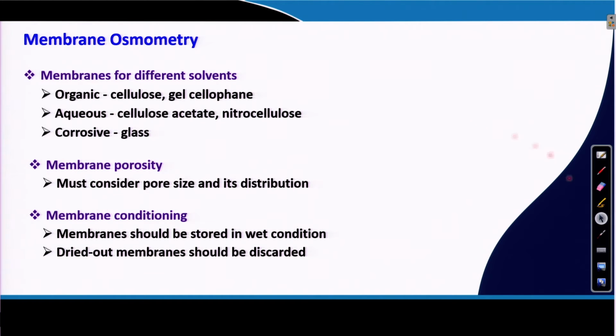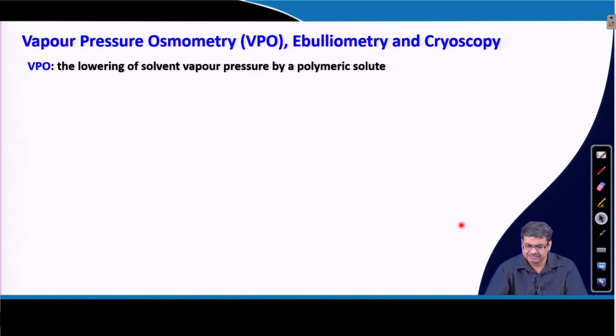Now, we just need to keep this information in mind during membrane osmometry, that membranes for different solvents are different. For example, for organic solvents we have cellulose gel cellophane type membrane, for aqueous solvent we have cellulose acetate membrane, nitrocellulose membrane, for corrosive material we have glass membrane and so on. The membrane should have a proper pore size and distribution, and should be kept in wet condition. If dried, the membrane should be discarded because the pores will not be effective in that case.